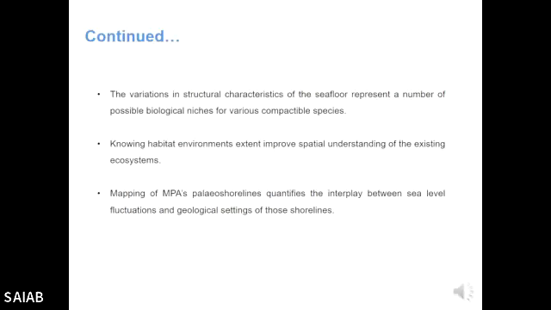And lastly, mapping of MPAs and these polar shorelines quantifies the interplay between sea level fluctuation and the geological settings of those polar shorelines, which is something that interests the geoscientific community, because we are able to predict what the future holds if sea level was to rise again, given that we are in a state of global warming.